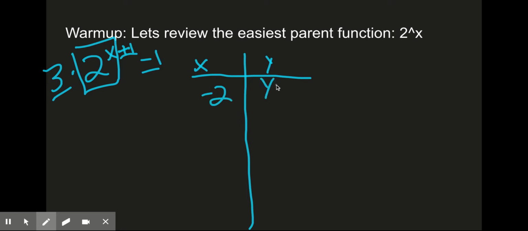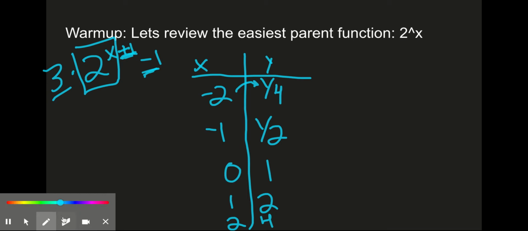Negative 2 leads to 1/4. Negative 1 leads to 1 over 2. 0 leads to 1. 1 leads to 2. 2 leads to 4. I keep going. 3 leads to 8. 4 leads to 16. So having an understanding of this is good because then everything else is a manipulation of this, right? Everything else is going to be, we're going to learn what these do to impact what type of inputs we'll use and how they're associated with the outputs, how the outputs might change, all that type of stuff.